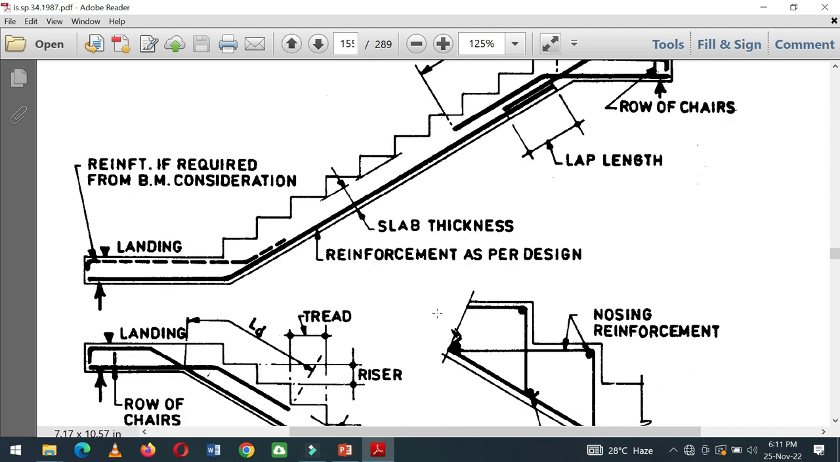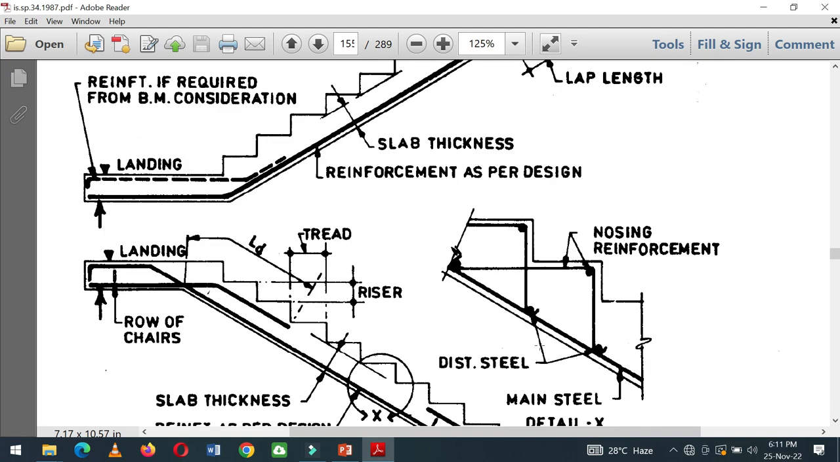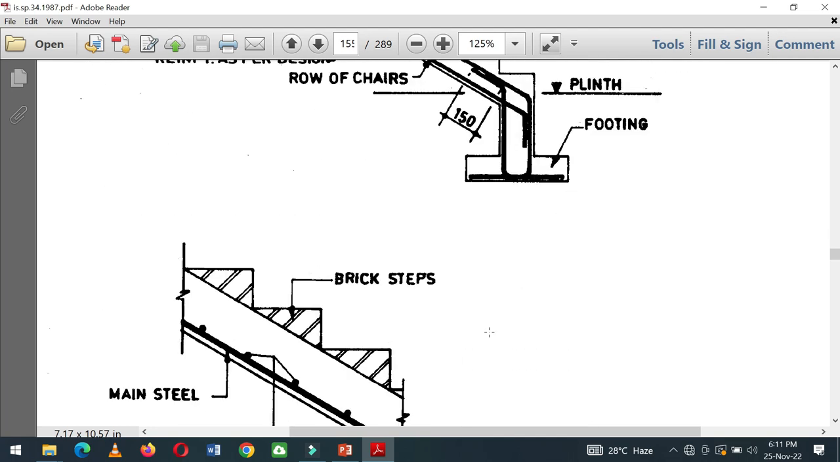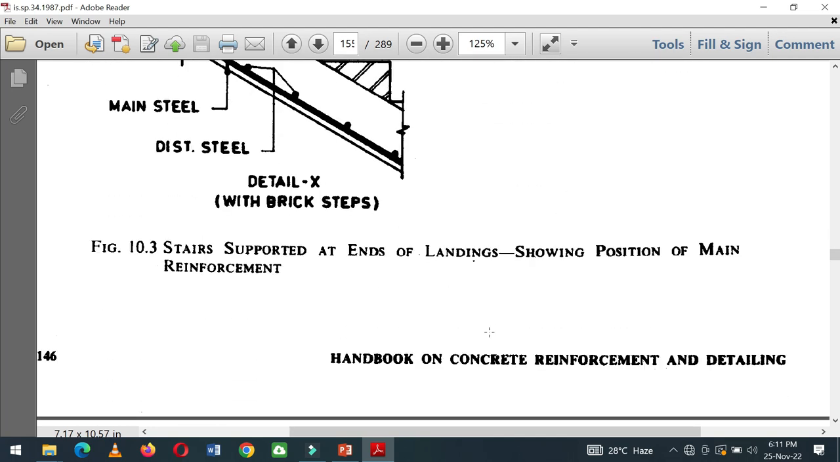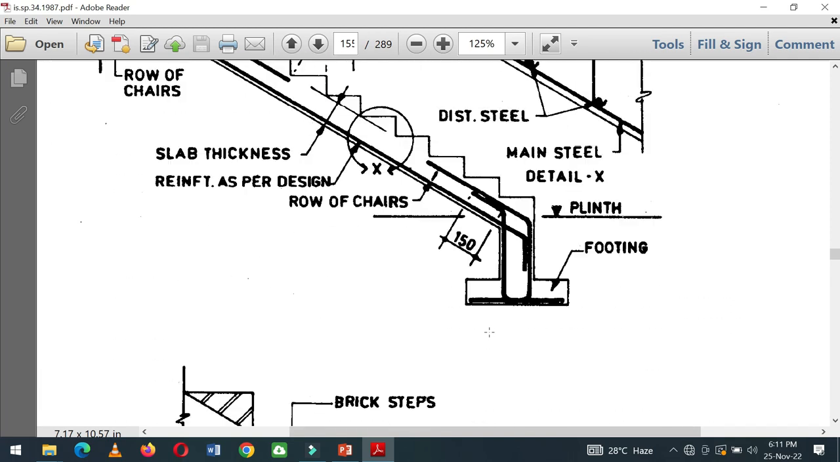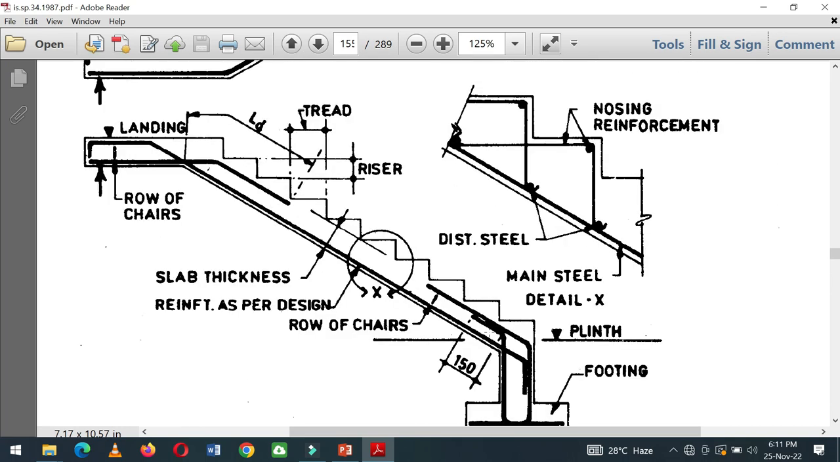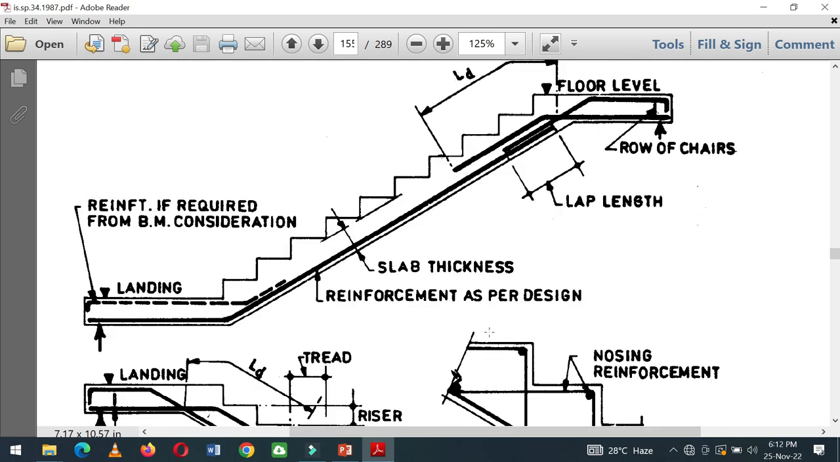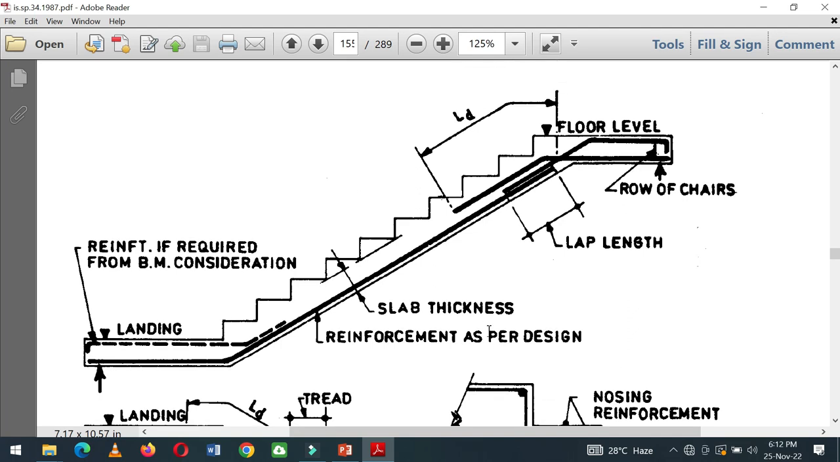And if you want to see how the reinforcement will be provided in the steps, you can see it here in this staircase detail. We are referring to this from page number 146 of the IS Handbook of IS 456, that is SP 34. So detailing is a very important thing for a staircase, and it is shown here, and we have to show it in the construction drawing, or in the case of students, you should show it in the answer script as shown here below.